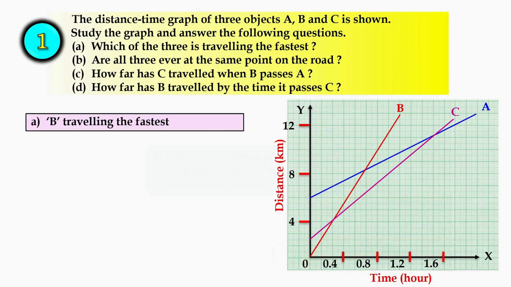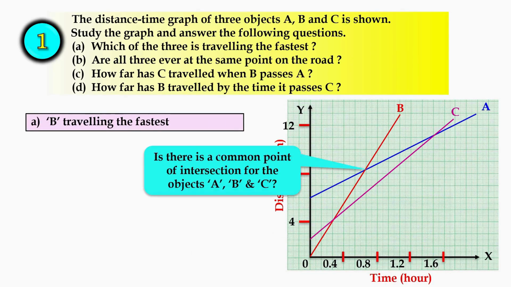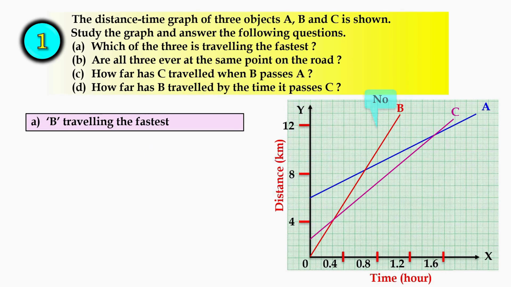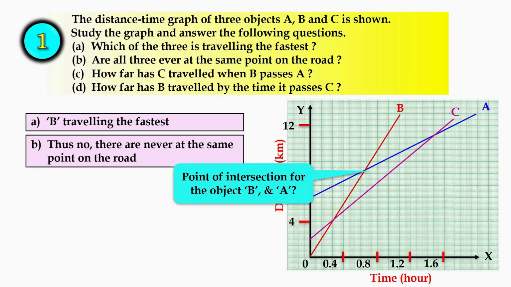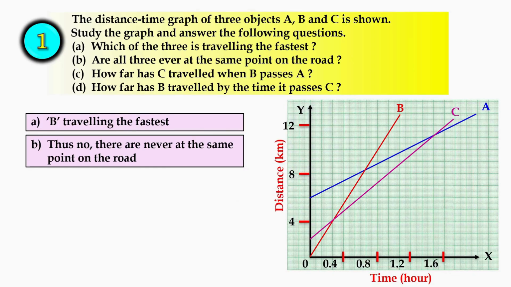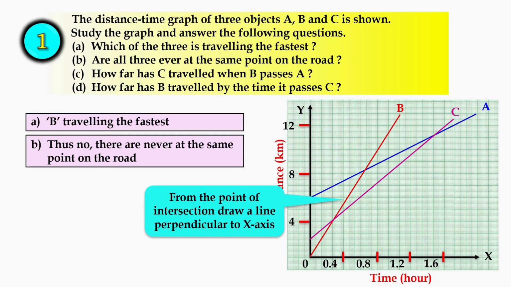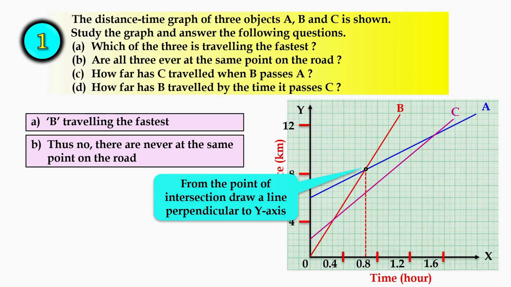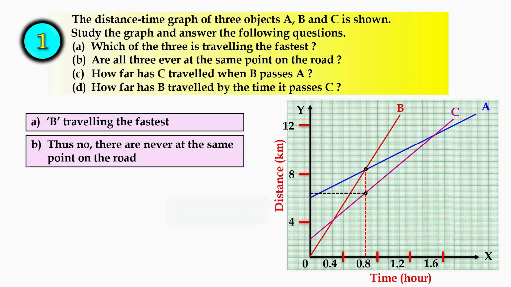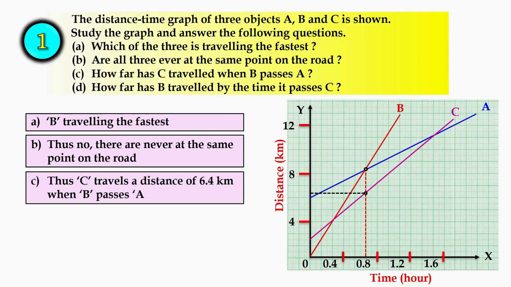Now let us find how far object C has traveled when B passes A. First, locate the point where the lines of B and A intersect. From that point, draw a vertical line downward to the time axis to identify the time. Then draw a horizontal line toward the distance axis to read the distance. From the graph, we find that object C has traveled about 6.4 kilometers when B passes A.